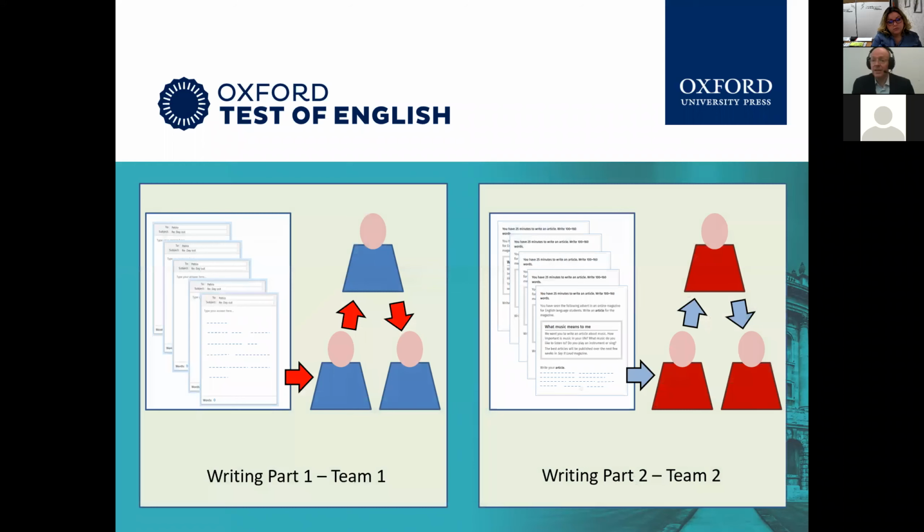And as I say, it's marked by those two teams. On the one hand, on the left there, writing team 1. Okay, they mark writing part 1. And the team of 1 or 2 or 3 people in team 2, writing 2. Okay, nice and simple like that.